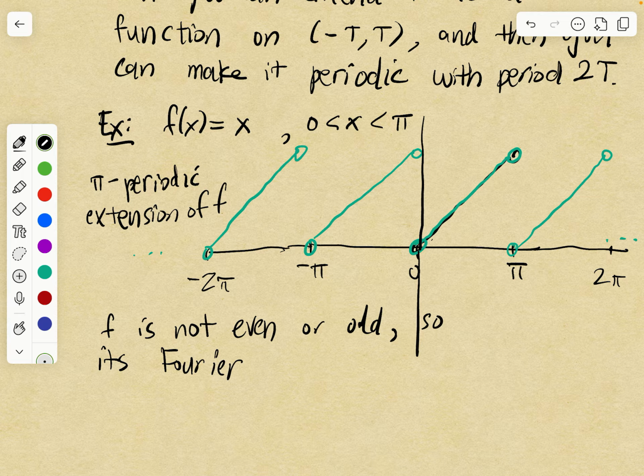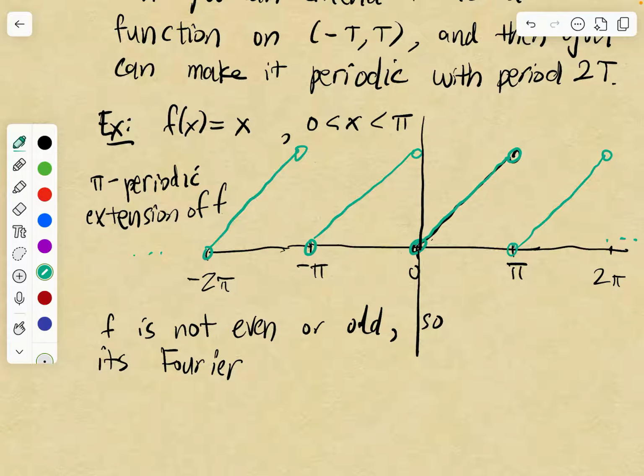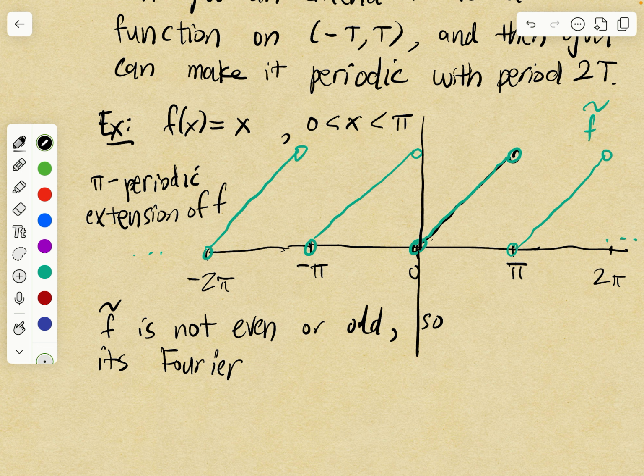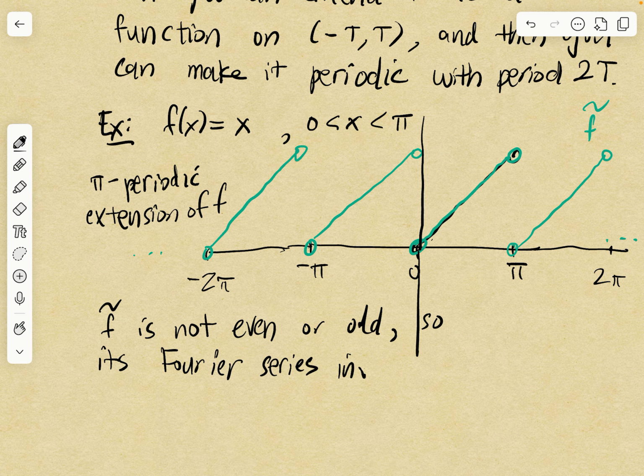Now, technically f was only defined from 0 to pi. So you might call this function f tilde, like this. That's a very typical notation. F tilde is the extension, right? So it's only f when you zoom in and only look at the domain from 0 to pi. So f tilde is neither even nor odd, so its Fourier series involves sine and cosine terms.